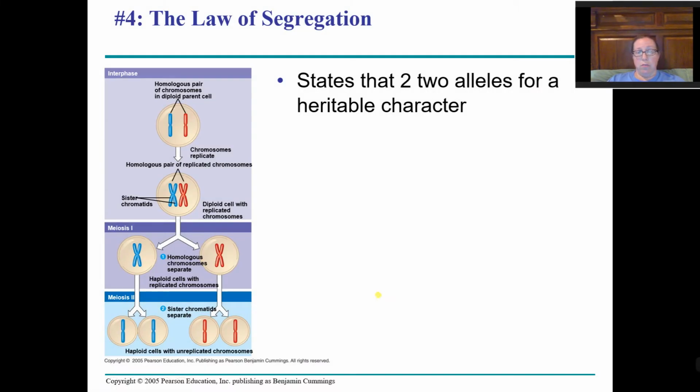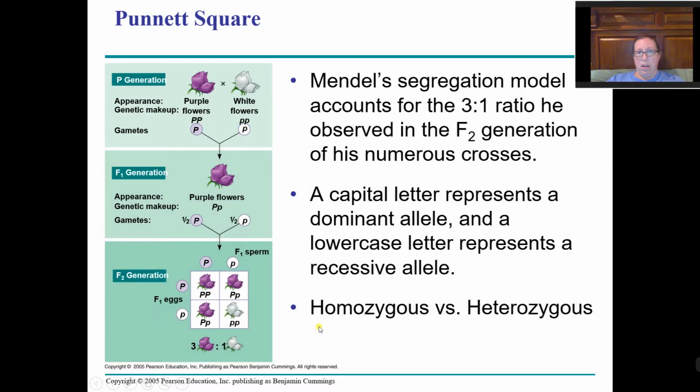All right, so we get into the law of segregation. You know that you have two alleles for a heritable character. Okay, that just simply means here's a homologous pair of chromosomes in a diploid parent cell. Okay, so they're going to have replication. This should look very familiar to you. You have meiosis 1, right? It splits. And then in meiosis 2, it just makes more. Okay, so we haven't gotten into crossing over and all that. This is just simply the law of segregation. Okay. All right.